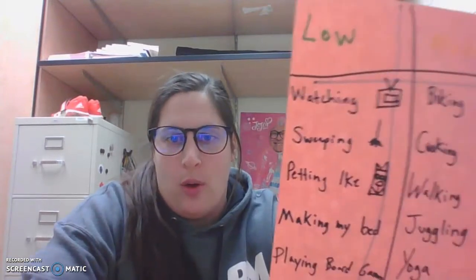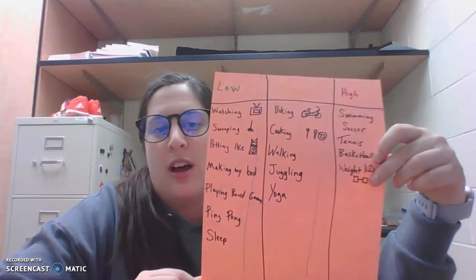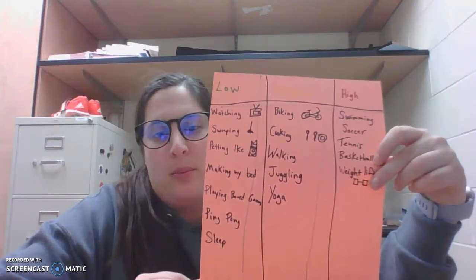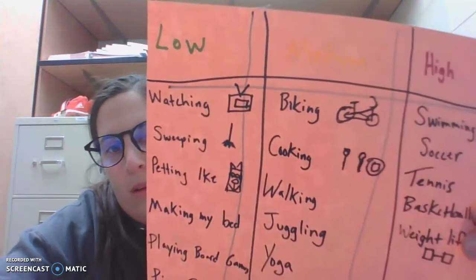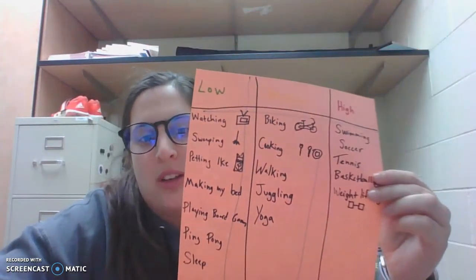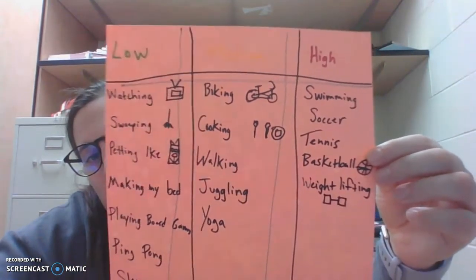I have low energies: watching TV, sweeping the floor, petting Ike, which is my brother's dog, making my bed, playing board games, ping pong, and sleep. Medium energy activities are biking, cooking, walking, juggling, yoga. And high energy would be swimming, soccer, tennis, basketball, and weightlifting.